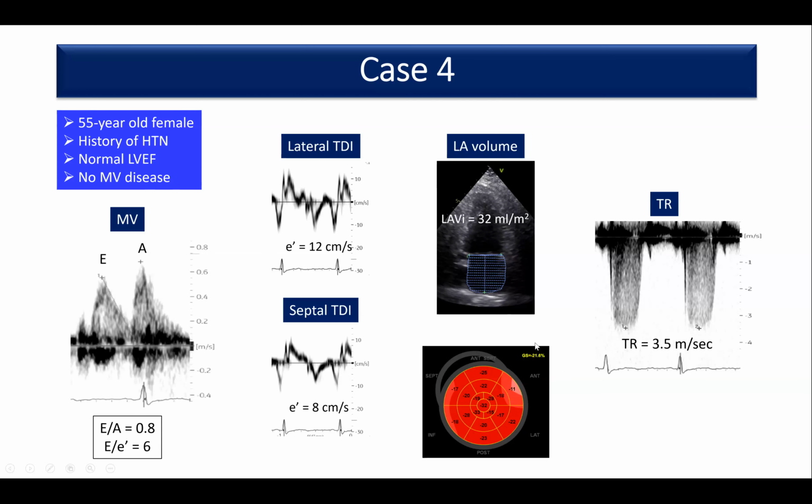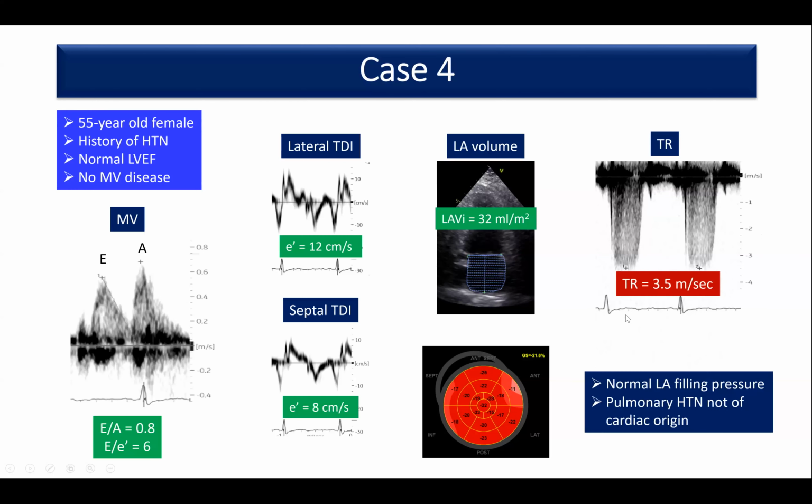However, one of the parameters we look at in the guidelines is the TR velocity. The TR velocity here is 3.5 meters per second. So despite a normal E prime velocity, despite a normal E to E prime ratio, despite a normal LA volume, the TR velocity is high. Again, you see everything is green, the TR velocity is in red. This patient has normal left atrial pressure, obviously. However, this patient has pulmonary hypertension. And the pulmonary hypertension, obviously here, is not of cardiac origin. You can be sure that the pulmonary hypertension is not due to any elevation in left ventricular filling pressure.